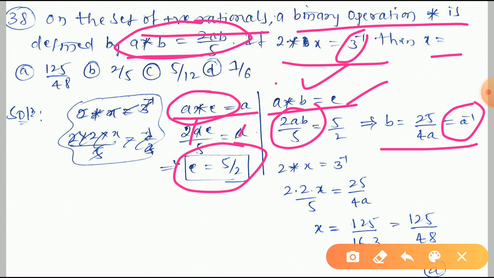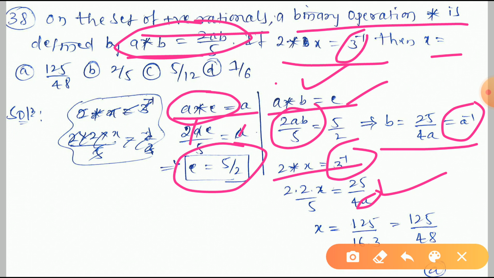Now to find the value of x: 2 star x is equal to 3 inverse. 2 star x is equal to 2 times 2 times x divided by 5, which is equal to 3 inverse. What is 3 inverse? It is equal to 25/4a. Here x times 4/5 is transposed to the right hand side, and we get 25/4a into 5/4.